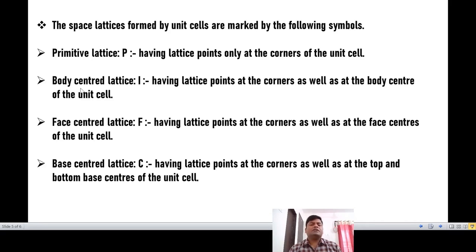Okay, so the first case is the body centered lattice. It is also called, if we consider the point, the center of inversion. So I stands for inversion, and the body centered lattice has points at the corners as well as the body center of the unit cell. Then coming to the face centered lattice, it is represented by F, having points at the corners as well as the face centers of the unit cell. Then the base centered lattice is represented by capital letter C, and it has lattice points at the corners as well as at the top and bottom base centers of the unit cell.